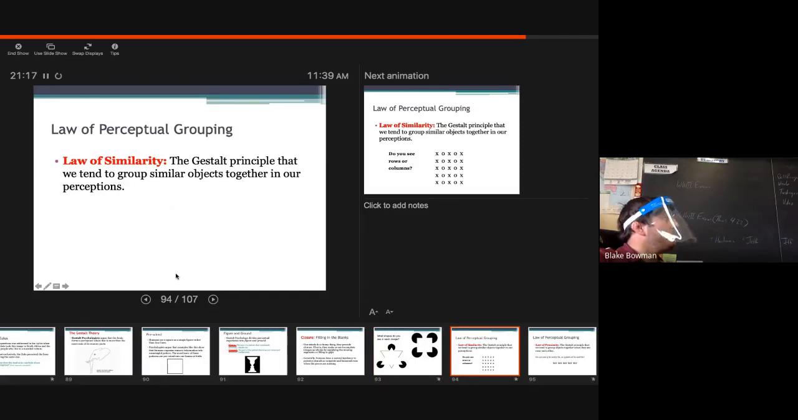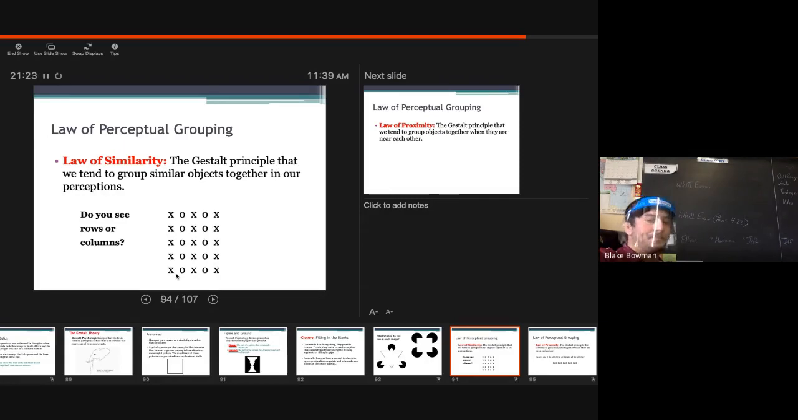Law of similarity, okay? The principle that we tend to group similar objects together in our perceptions. So, do we see rows or columns? I would probably group it into columns. We have a column of X's, the next column of O's, next column of X's, next column of O's. But if you wanted to, there's a row of X's and O's, a row of X's and O's, a row of X's and O's. Pretty self-explanatory. So with the law of similarity, we're grouping objects together for us to make a little bit better sense of it. So I would probably do columns. One column of X's, one column of O's.